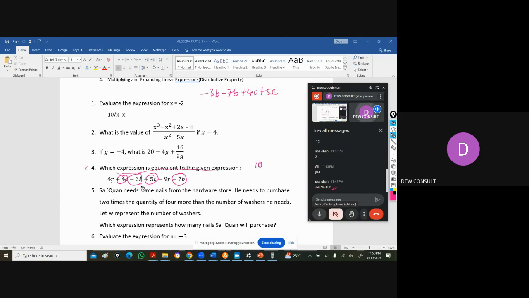Then finally with R, we have a +4R, -9R. So we can combine this. Why? Because it has the same variable. So we add. So we do -3, -7. What is -3, -7, Ali? -3, -7? -10. Good job.